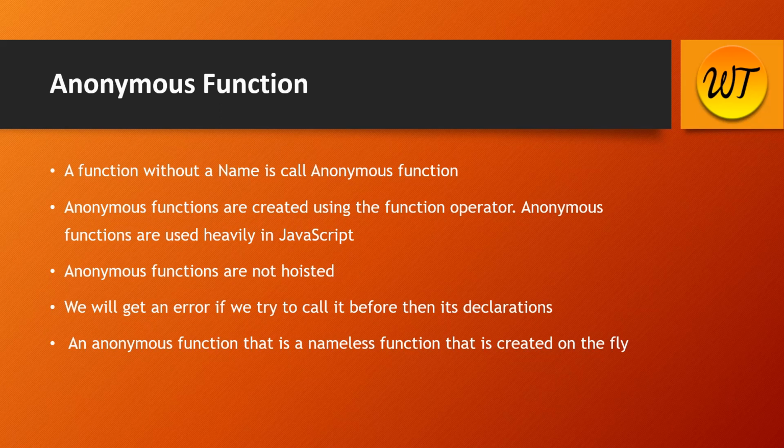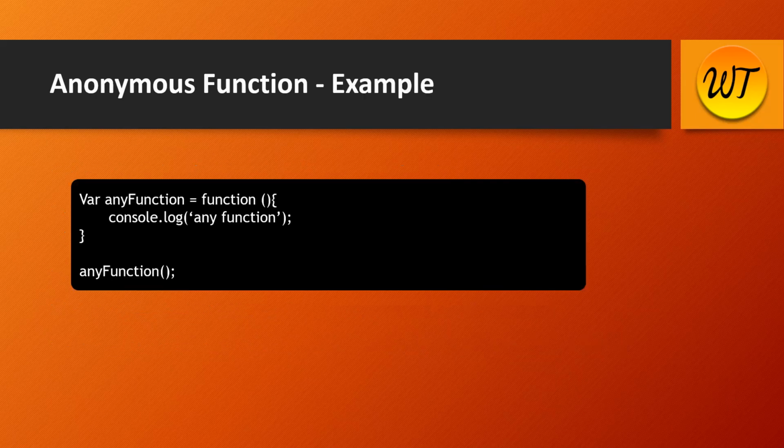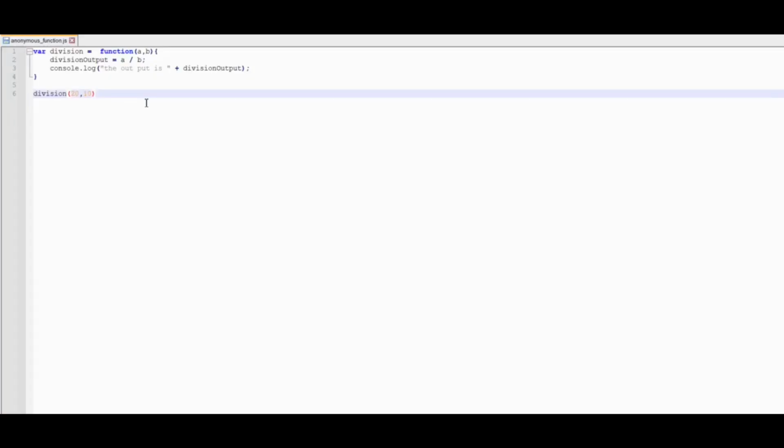An anonymous function is a nameless function that is created on the fly and often used as an argument to another function, to be run later as a callback function. We're going to see how we can use an anonymous function. Here I have already created a new file and named it anonymous_function.js.